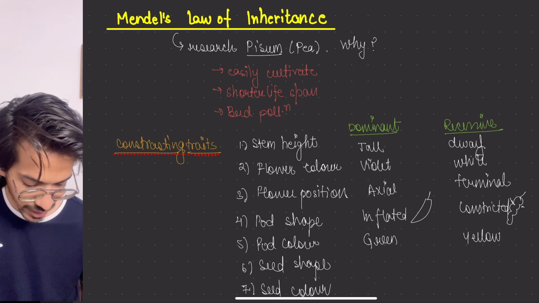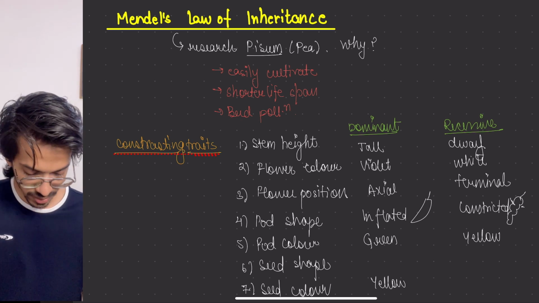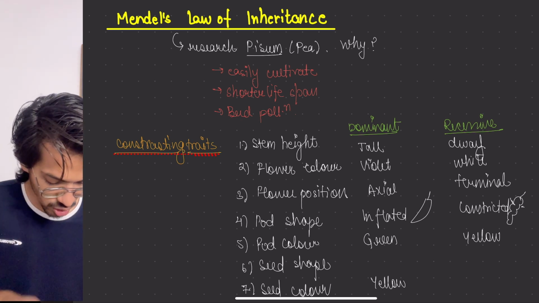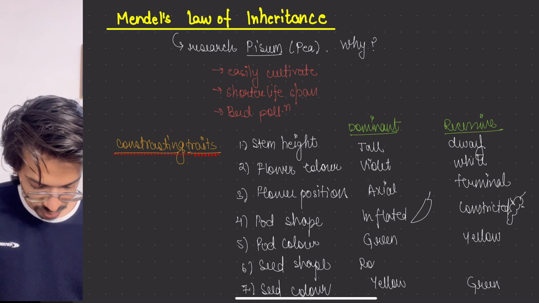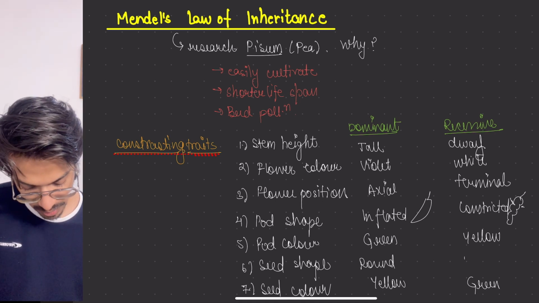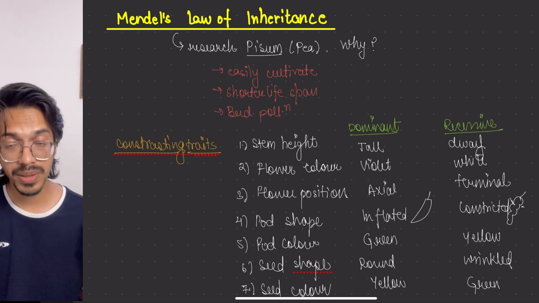But in the seed, there is a change. What is the change? The seed color yellow is the dominant one, green is the recessive one. Seed shape round is dominant and recessive is wrinkled. This you have to remember.